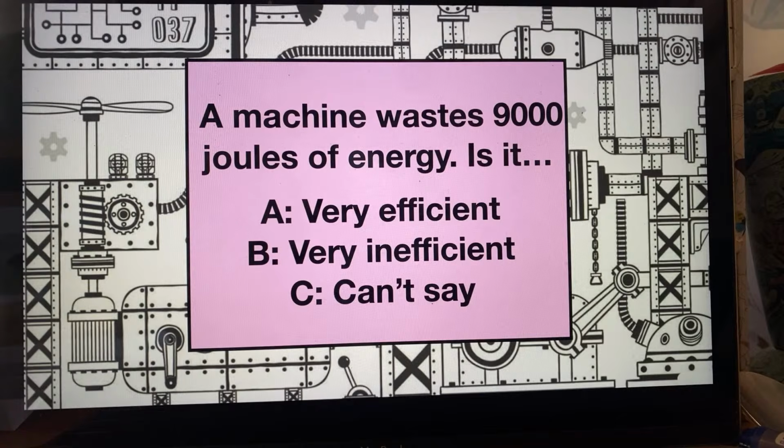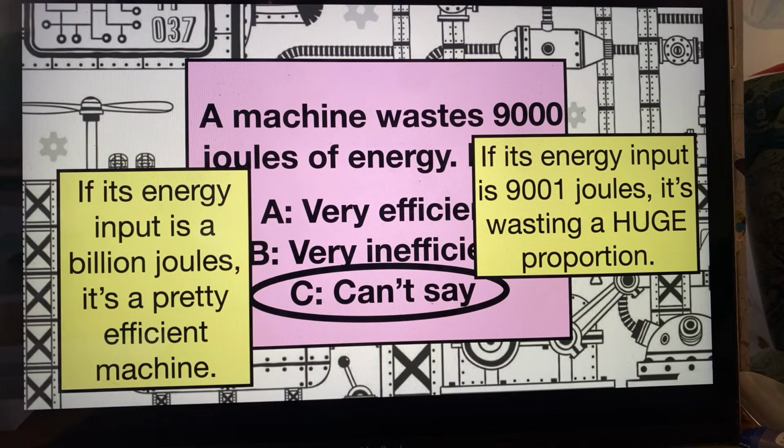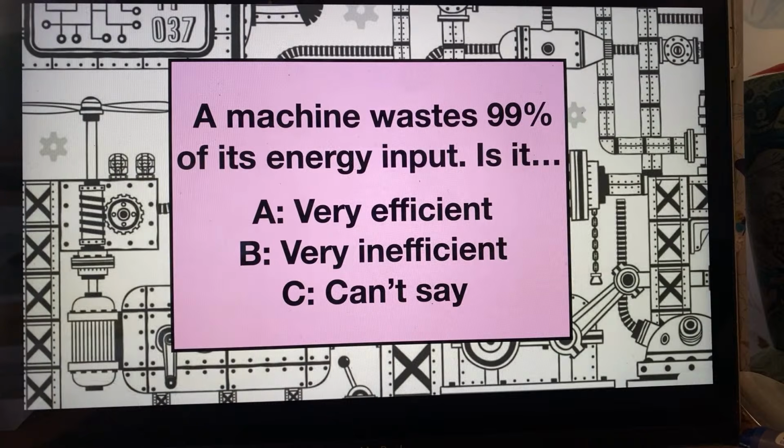Well, you might be saying that 9,000 joules of energy sounds like a lot, so it's really inefficient. But, though, can we really say? Like, if its energy input is 9,001 joules, then yes, it is wasting a huge proportion of energy. Very wasteful, very inefficient machine. But if its energy input is a billion million joules and it's only wasting 9,000 joules, that's pretty efficient actually, isn't it? So sorry to be an annoying trickster, but we actually need a little bit more information.